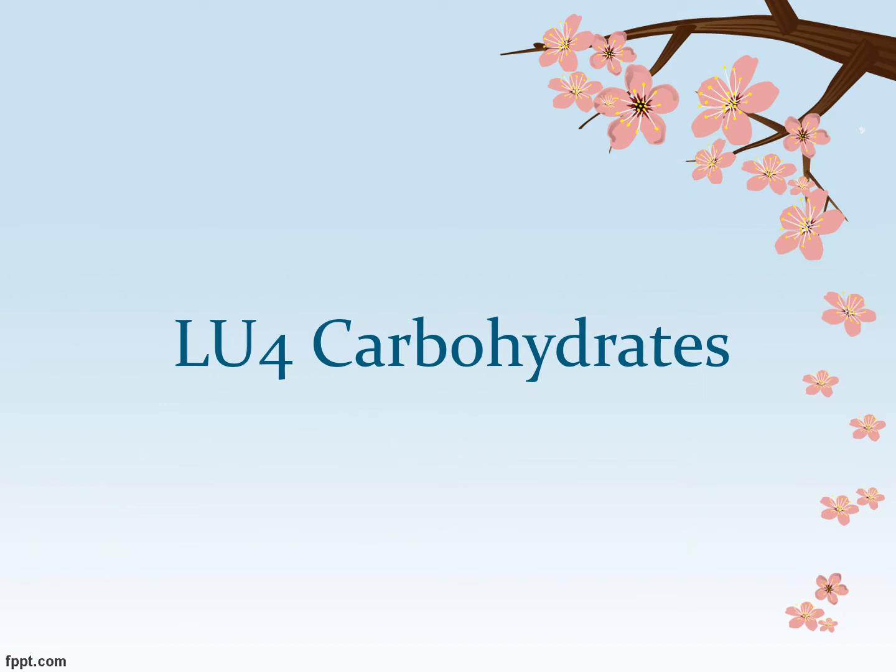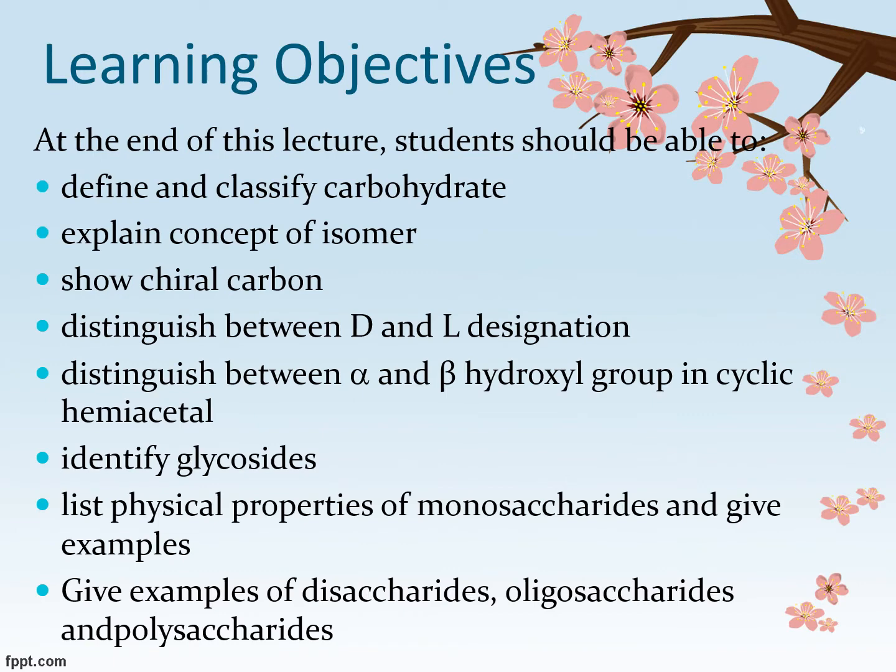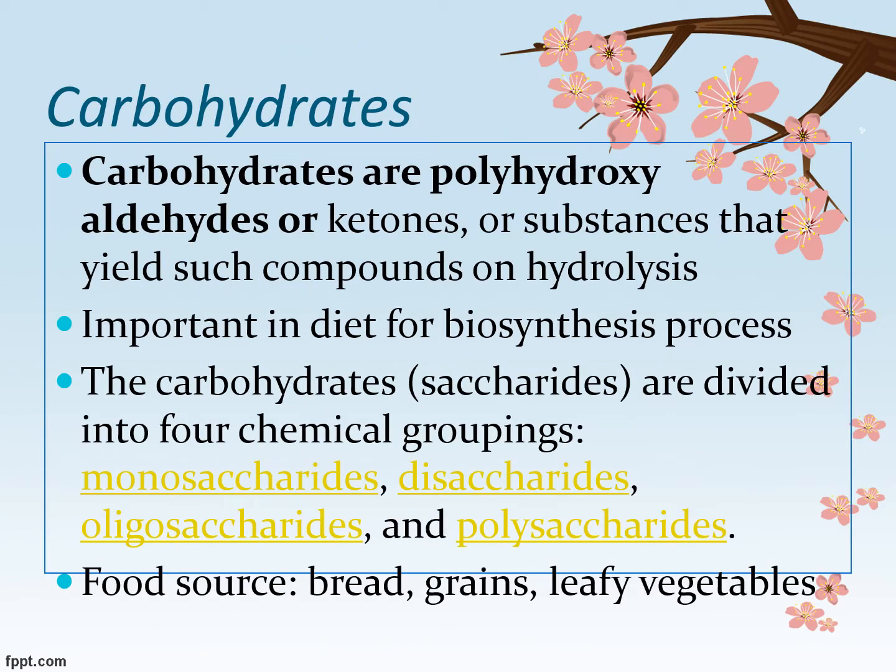Alright, the fourth learning unit is carbohydrates. So the learning objectives of this learning unit are: define and classify carbohydrates, explain the concept of isomer, explain and show chiral carbon, distinguish between the D and L designation of carbohydrates, distinguish between the alpha and beta hydroxyl group in cyclic hemiacetal, identify glycosides, list the physical properties of monosaccharides and give examples, and lastly give examples of disaccharides, oligosaccharides and also polysaccharides.